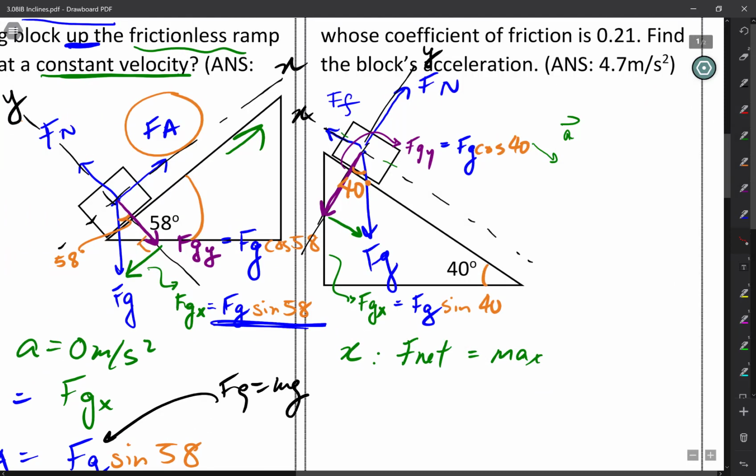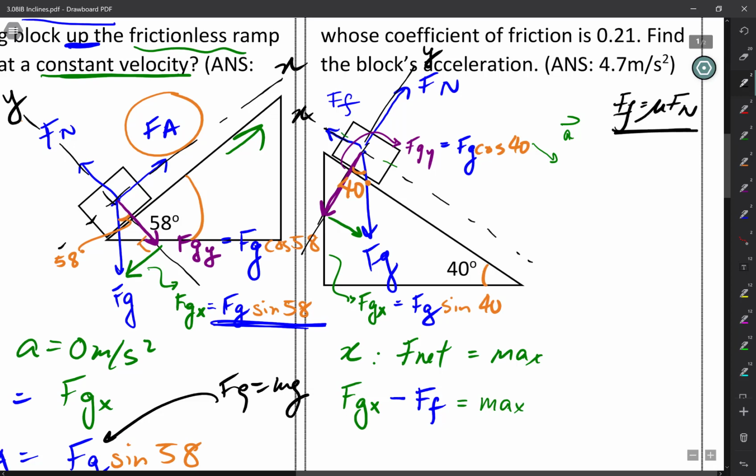So my F net equation, the sum of my forces, is actually going to be Fgx, and instead of adding, I'm going to have to subtract force of friction, because force of friction opposes my object's acceleration down the incline. And all of this is equal to max. We know that the force of friction is equal to mu times Fn. We don't know the force of friction. Even if we know the mass and the gravity, the angle, we still need to find the force of friction. So we have to find the force of friction using some other method, which is this equation here.